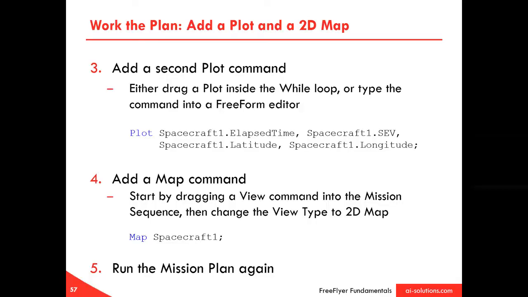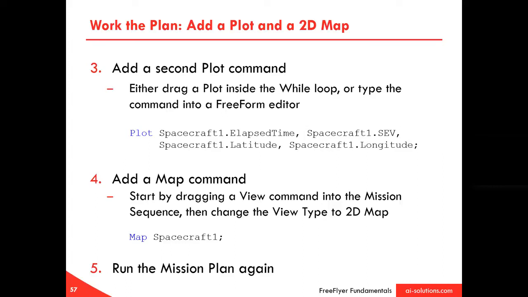Next, go back to your control screen, and we're going to add another plot command. Again, you can either drag and drop this plot inside the while loop using the list of GUI-based script elements, or you can type this command into a FreeForm editor. The plot will show the spacecraft's elapsed time since the beginning of the mission plan, the Sun-Earth vehicle angle, and the spacecraft's subsatellite latitude and longitude location.